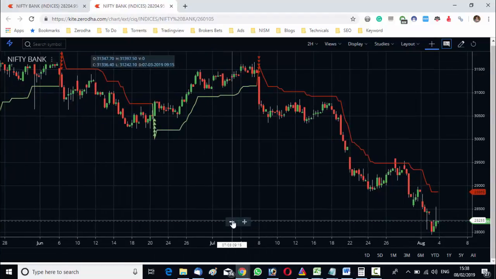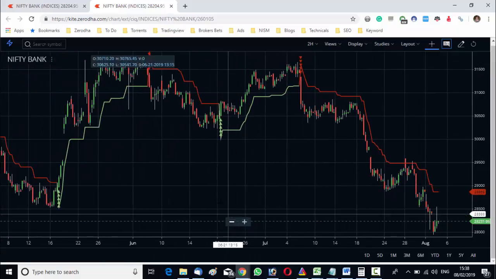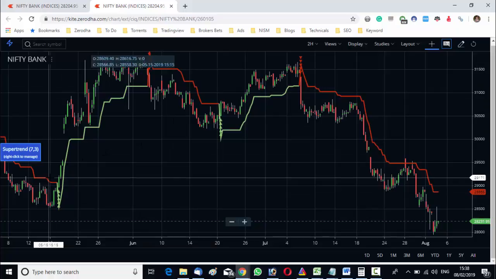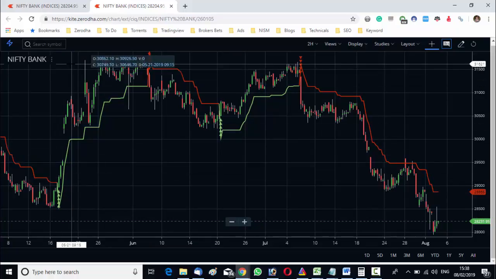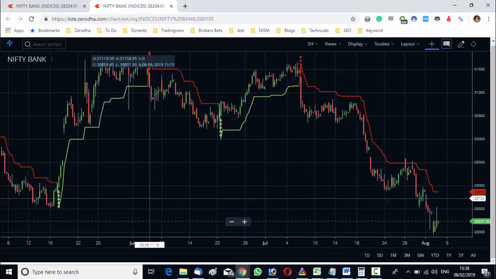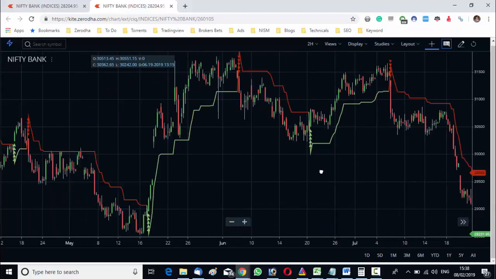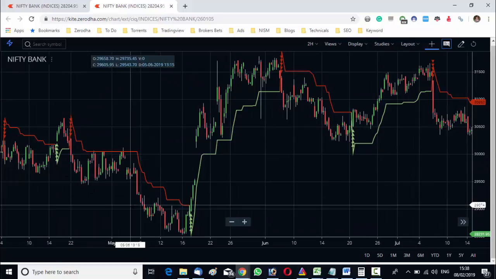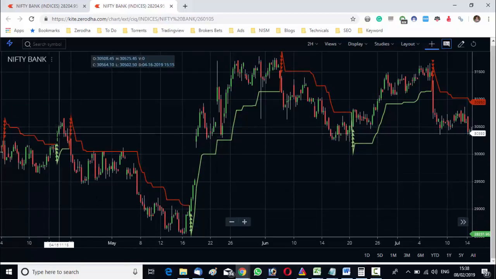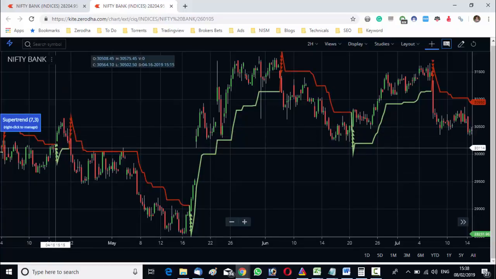You can see the previous charts also. There was a sell signal, market moved down. There was a buy signal, market moved up. Buy signal moved up, sell signal moved down, sell signal moved down. This buy signal has given us some loss. So this buy signal has come, it has reversed.